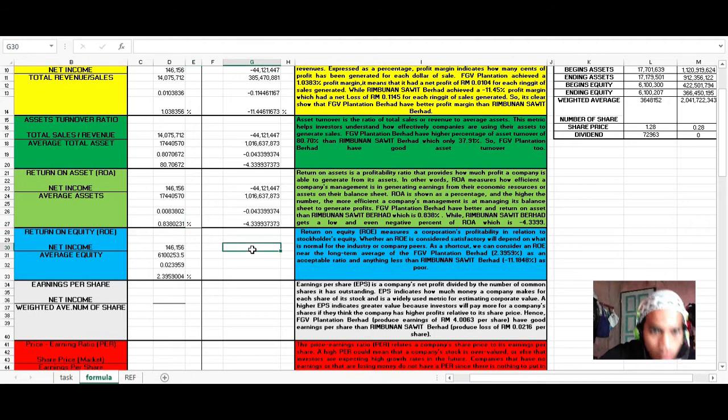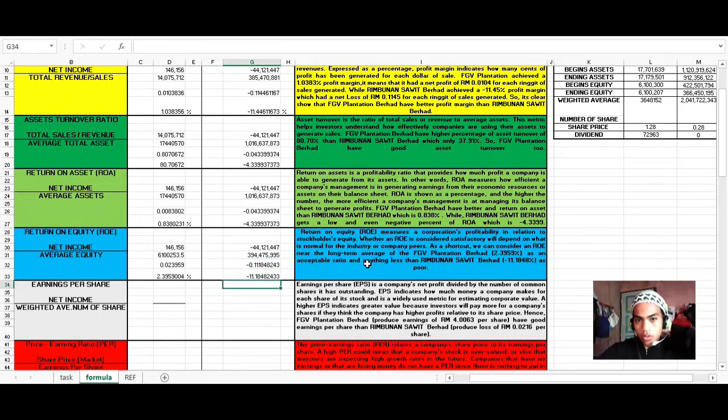And then for Rimbunan Sawit, net income of Rimbunan Sawit, and then for average equity we take the Rimbunan Sawit beginning plus ending equity, and then we need to divide that, and also times 100. So we get negative 11.